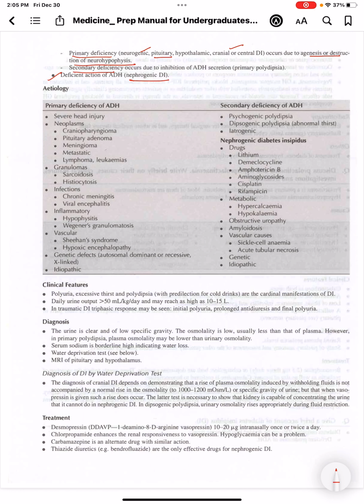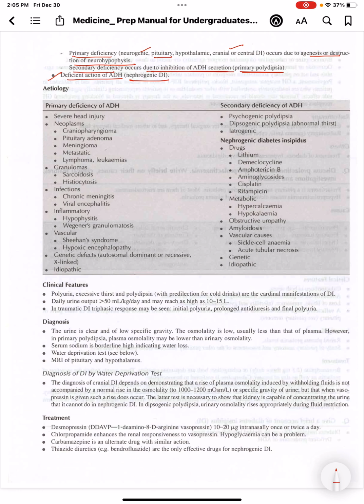Secondary deficiency is due to inhibition of ADH secretion. That is, ADH is formed, but it can't be secreted. There is inhibition in secretion of ADH. It is also known as primary polydipsia. Then there can be deficient action of ADH, that is known as nephrogenic diabetes insipidus.